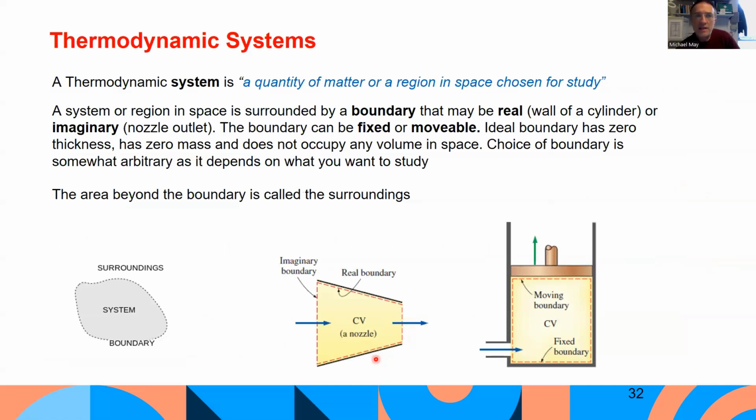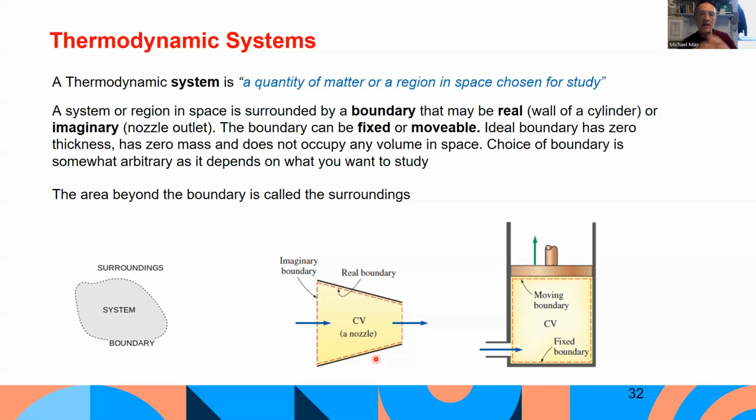Thermodynamic system. A thermodynamic system is defined as a quantity of matter or region of space chosen for study. A system or region in space is surrounded by a boundary that may be real, the wall of a cylinder, or imaginary, in other words, the nozzle outlet. The boundary can be fixed or movable. An ideal boundary has zero thickness, has zero mass, and does not occupy any volume in space. The choice of a boundary is somewhat arbitrary, as it depends on what you want to study. And the area beyond the boundary is called its surroundings.